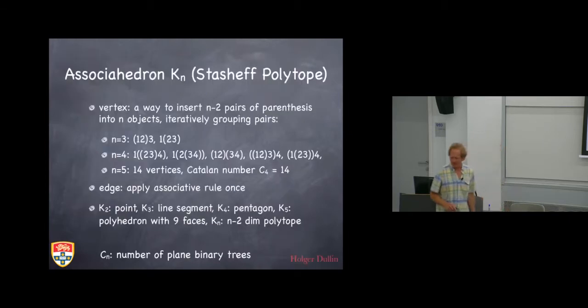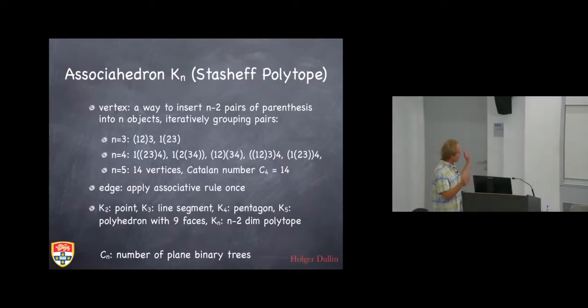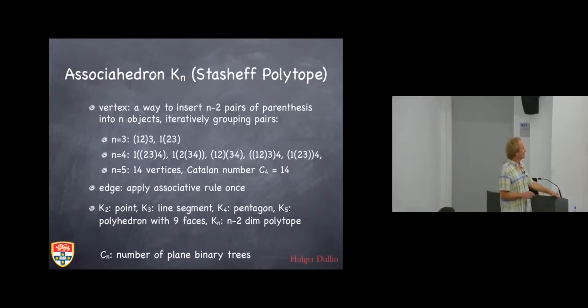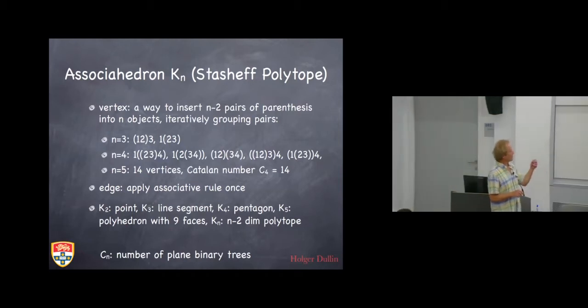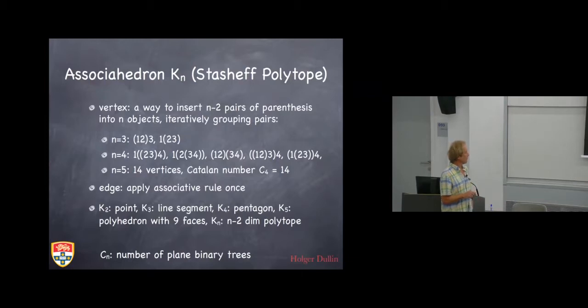Okay, so let me first explain what is a Stashev polytope, somewhat unrelated to integrable systems, of course, or totally unrelated. It's also called an associahedron. And it's defined in the following way. So a vertex of this polytope corresponds to a way of inserting n-2 pairs of parentheses into n objects. And so you insert them iteratively so as to resolve ambiguity if you don't have associativity. Right? And so if you have 3 objects, well, you can group the first 2 or the last 2. And those are all ways that you can create pairs.